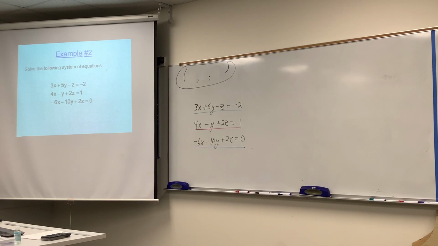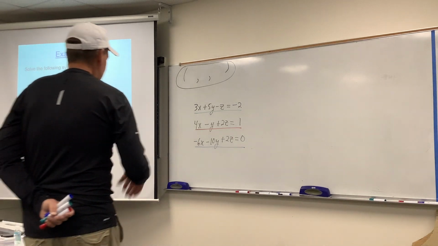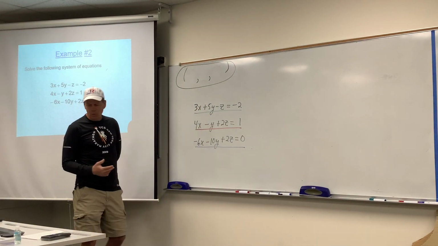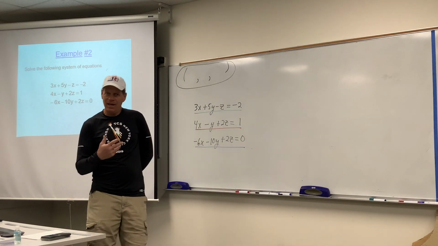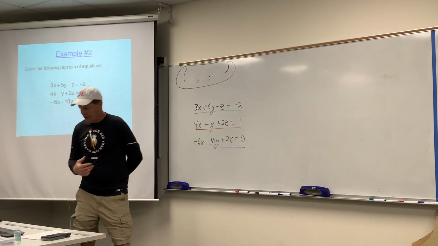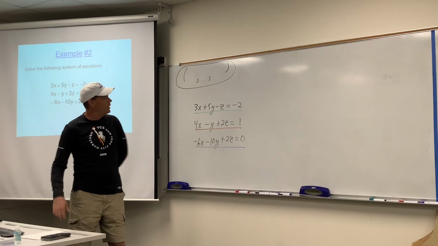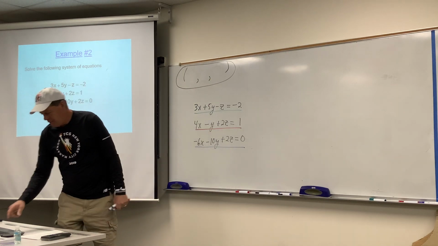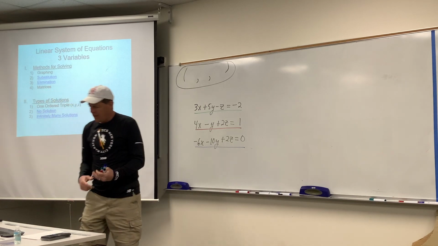All right, linear systems of equations with three variables. Example number 2. If you watched example 1, watch them in order, because they build on each other. So we've got these three equations. We're looking for x, y, z, an ordered triple, as we've talked about before.